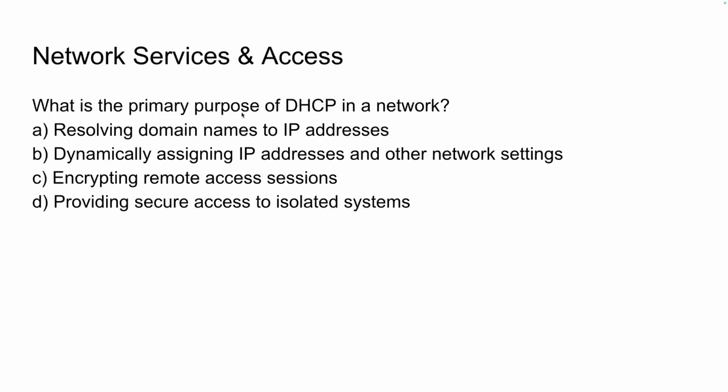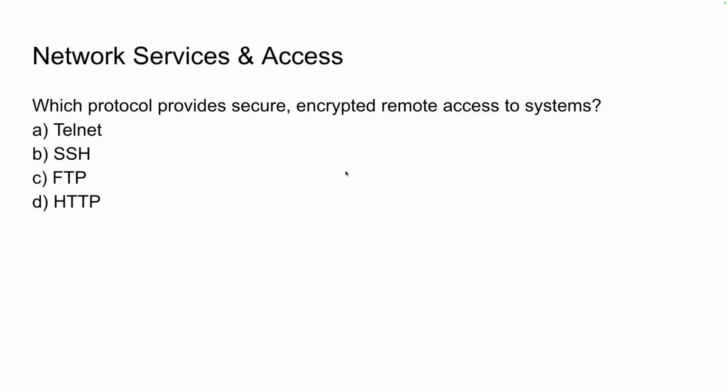What is the primary purpose of Dynamic Host Configuration Protocol in a network? To resolve domain names to IP addresses? That would be DNS. Dynamically assigning IP addresses and other network settings? That would be the answer. Encrypting remote access sessions? That would be Secure Shell. Providing secure access to isolated systems? That would be a jump host. So dynamically assigning IP addresses.